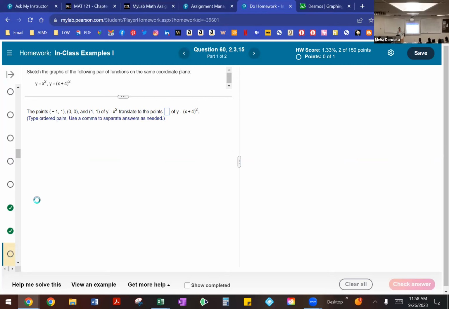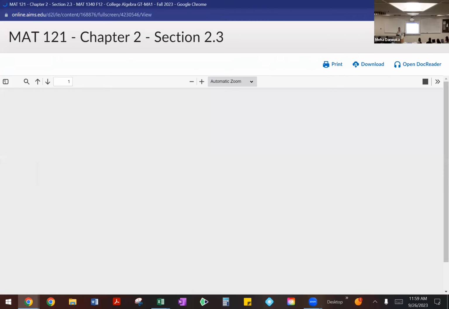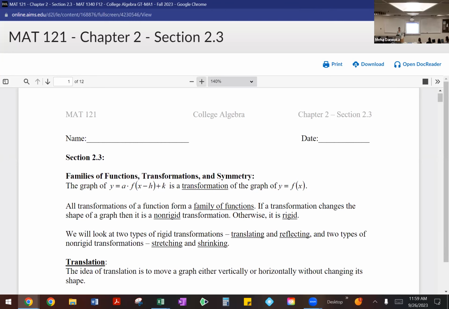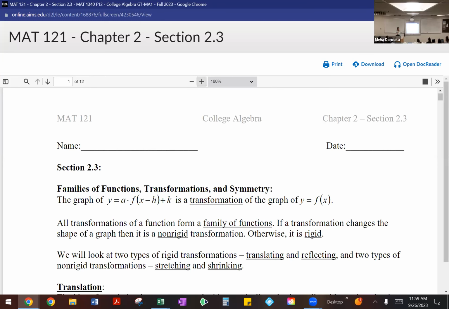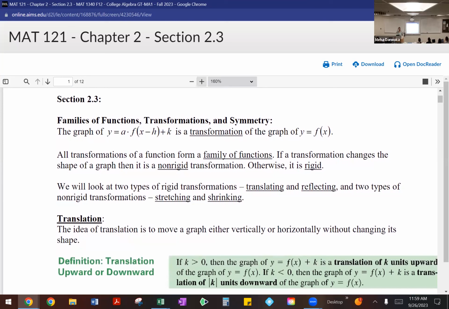All right, so this is going into section 2.3. This is what I was talking about. We're getting into transformation. So the idea is, how do you take a base function and make changes to it? And how does that affect your base function? Does it change its shape? Does it change its size? Does it cause it to have a reflection and a lot of other things, stretching, shrinking?